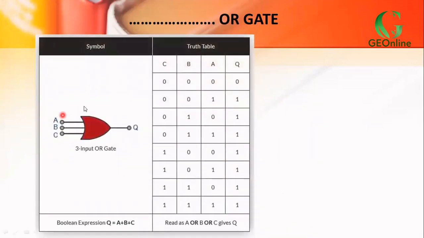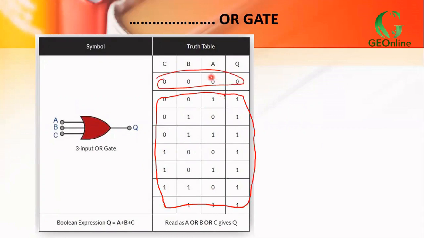This is a symbolic representation of 3 input logic gate in which inputs are A, B, C and output is Q. Same as that of 2 input OR gate, it will give an output when any one of the input A, B, C is high. So it shows 0 only when all the inputs are low. In all other cases, output is high. The output is low only when A is equal to B is equal to C is equal to 0.